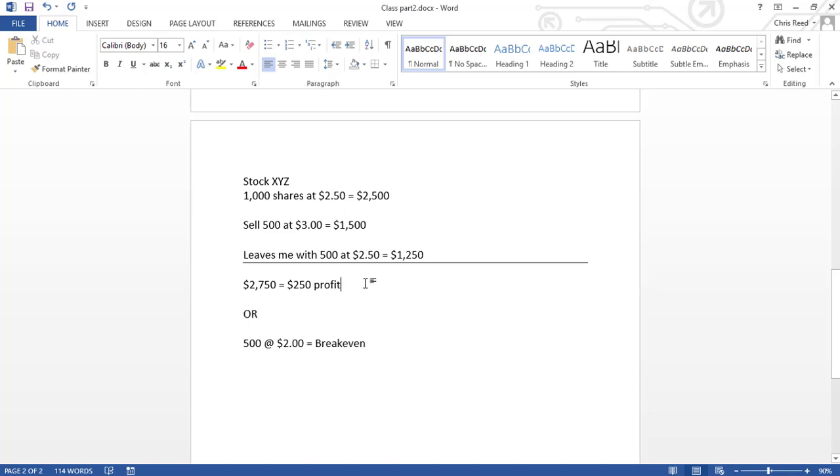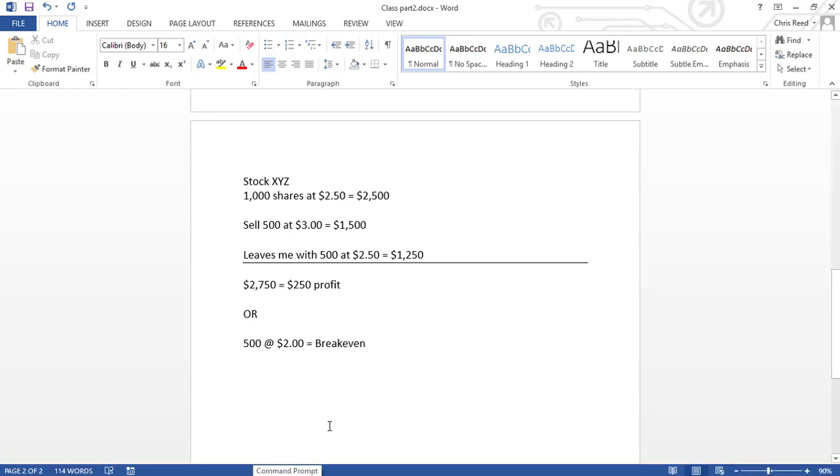10-10-10 being I go 10% max of my balance of my portfolio. So say you had a $10,000 portfolio, you would go a maximum of $1,000 into a trade. That's 10%. Of that $1,000 comes the next 10, which is 10% risk. So you're only going to risk $100 of that $1,000. Risking $100 of your initial $10,000 is 1% portfolio risk. And then the last 10 for the 10-10-10 rule would be targeting a 10% profit. So selling 500 at $3 with an initial $2.50 entry gives you your 10%.